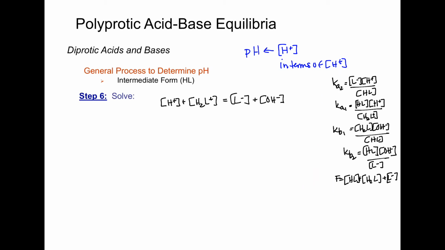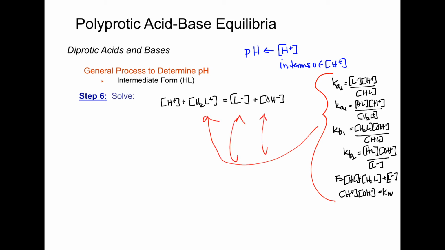One thing that I didn't put on that last page that we always have available to us is that the hydrogen ion concentration times hydroxide is equal to Kw. So we can keep that in our pocket too if we need it. So what we're going to do is choose from these equations here what we can substitute into each one of these to get it more in terms of hydrogen ion concentration.